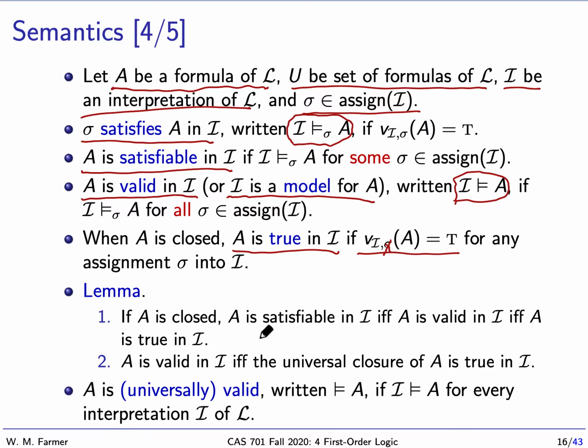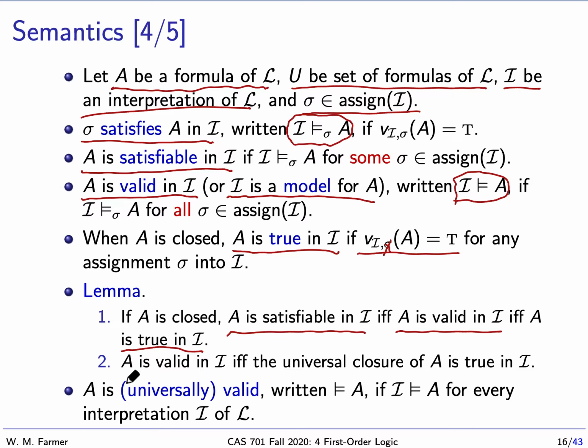And so if A is closed, then A is satisfiable in I is the same as saying A is valid in I, which is the same as saying A is true in I. All of those are the same. So often people will say something is true in an interpretation. And when they say that, what they really mean is that we're talking about something that is closed, and therefore the distinction between satisfiable and valid no longer pertains.